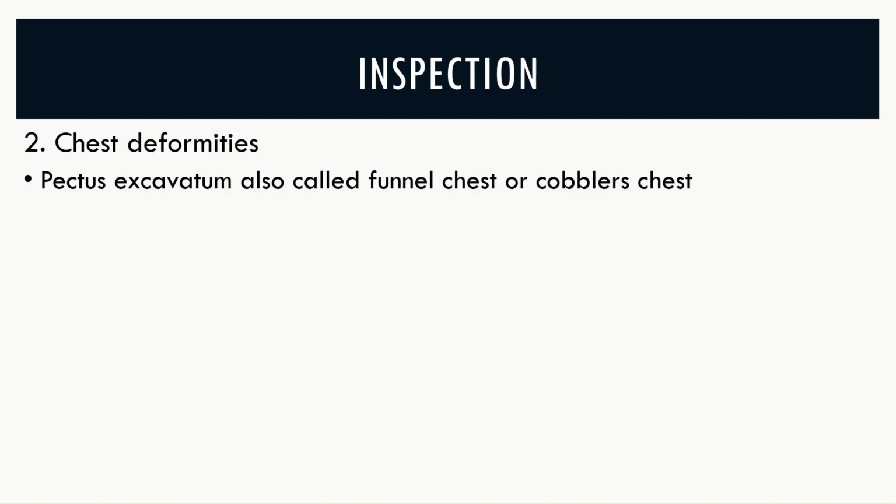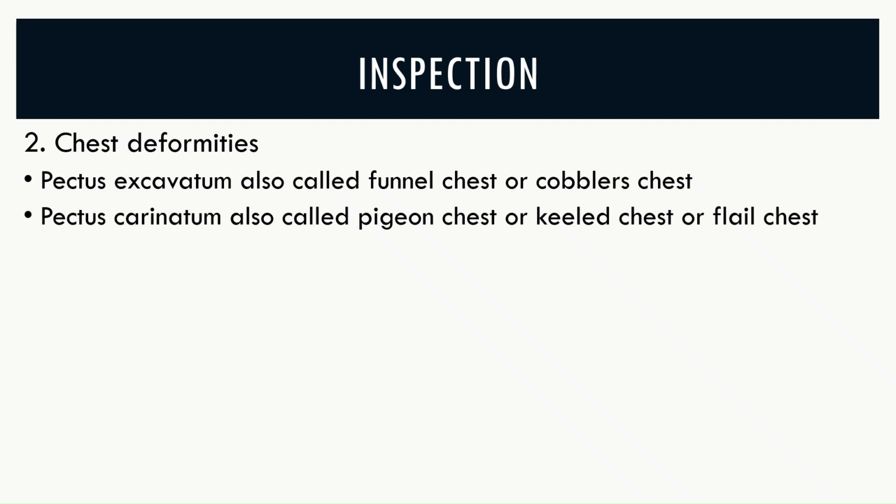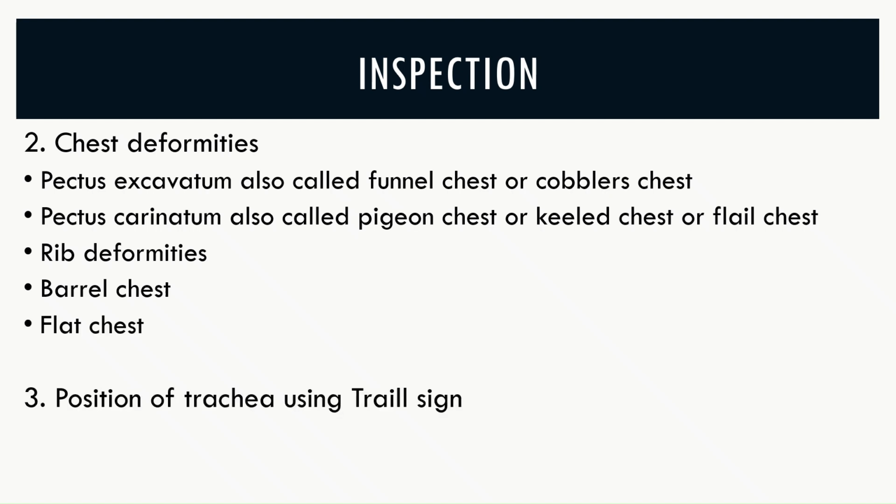Pectus excavatum, also known as funnel chest or cobbler's chest, is characterized by depression of sternum. Pectus carinatum, also called pigeon chest or keeled chest, is characterized by anterior protrusion of sternum and may sometimes be associated with flail chest. Other abnormalities include rib deformities, barrel-shaped chest, commonly seen in COPD, and flat chest. Position of trachea should be assessed using trail sign. Position of apical impulse should be observed.